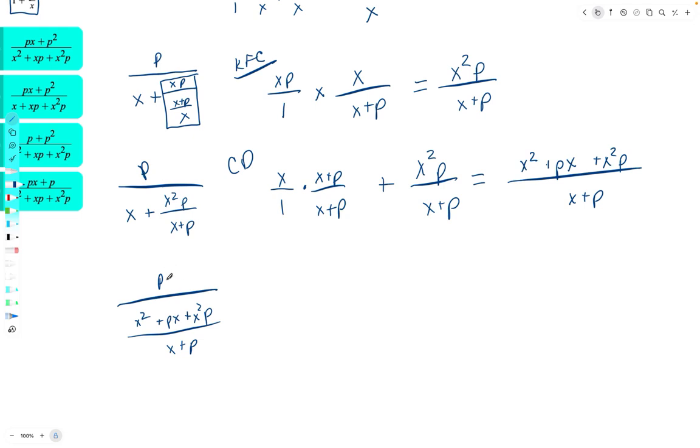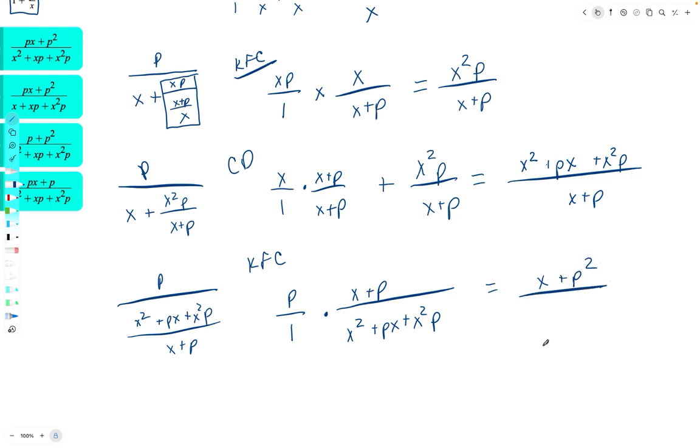So we take this, we do keep it, flip it, change it again. We have p, we turn that into a fraction, p over 1. We're going to multiply, and we're going to flip this. So x plus p over x squared plus px plus x squared p. So that's going to be x plus p squared. I'm sorry, xp plus p squared. I was about to drop that p. xp plus p squared over x squared plus px plus x squared p.